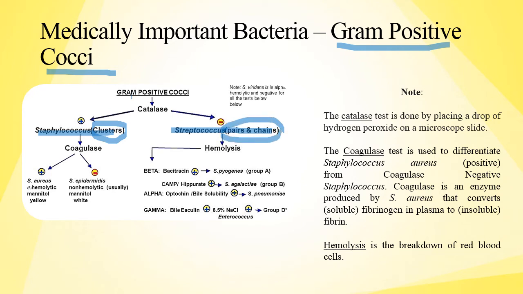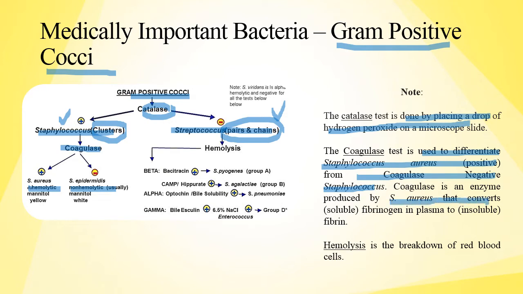Usually gram-positive cocci can be divided into Staphylococcus and Streptococcus based on the catalase test. The catalase test is done by placing a drop of hydrogen peroxide on a microscope slide. If you look further, Staphylococcus can be further divided into hemolytic and non-hemolytic using a coagulase test. The coagulase test is used to differentiate between Staphylococcus aureus, which is coagulase positive, and coagulase negative Staphylococcus. Coagulase is an enzyme produced by Staphylococcus aureus that converts soluble fibrinogen in plasma to insoluble fibrin.